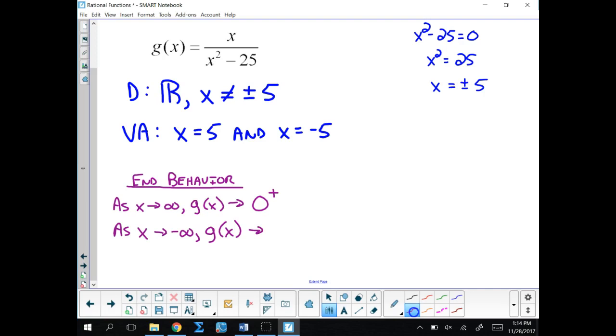Okay, so now let's think negative 1,000, right? What's my numerator? Negative 1,000. What's my denominator? My denominator is positive, right? So a negative number divided by an even bigger positive number is going to go to 0 from below.